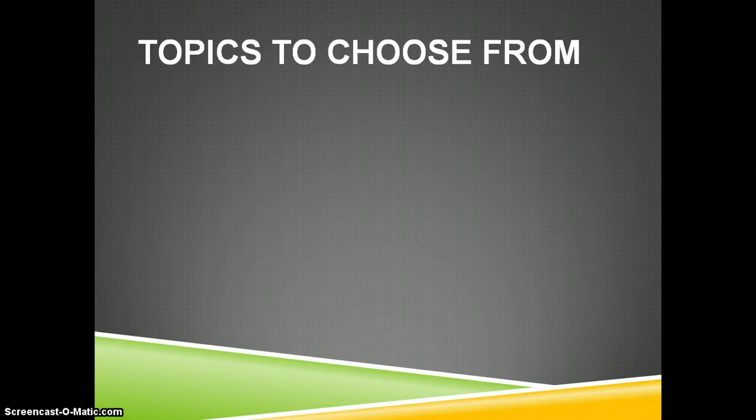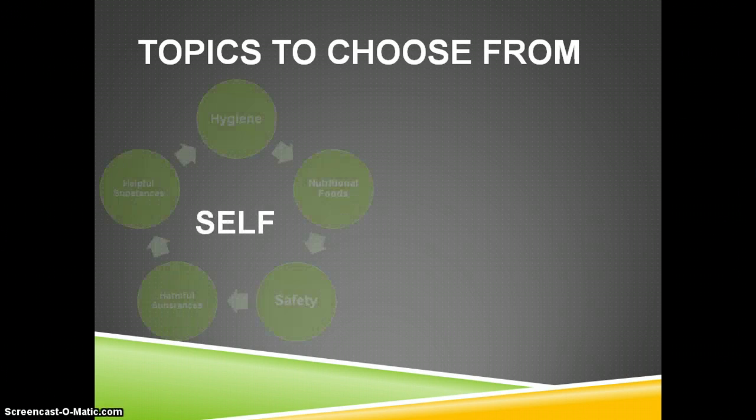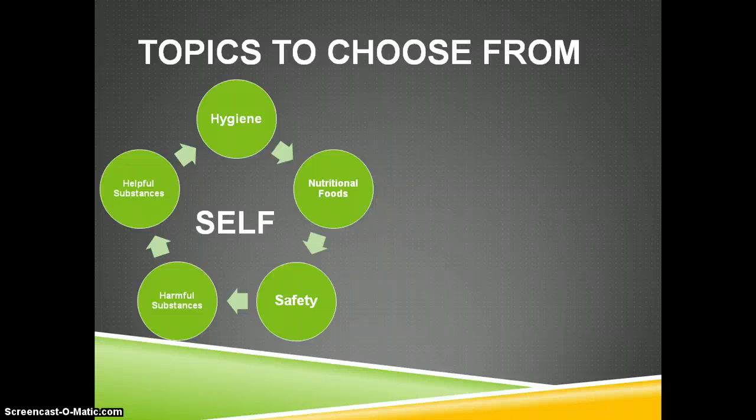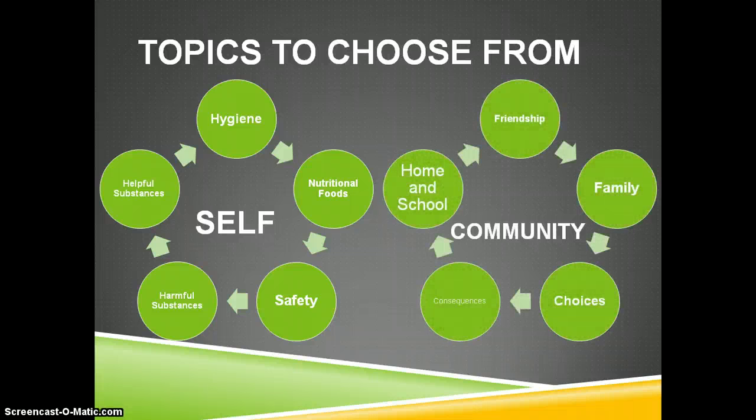Topics to choose from for their stories can involve themselves or their community. Topics relating to themselves include hygiene, nutritional foods, safety, harmful, and helpful substances. Community topics are friendship, family, choices, consequences, home, and school. I will then ask the class to write about one of these topics and use the brainstorming ideas.